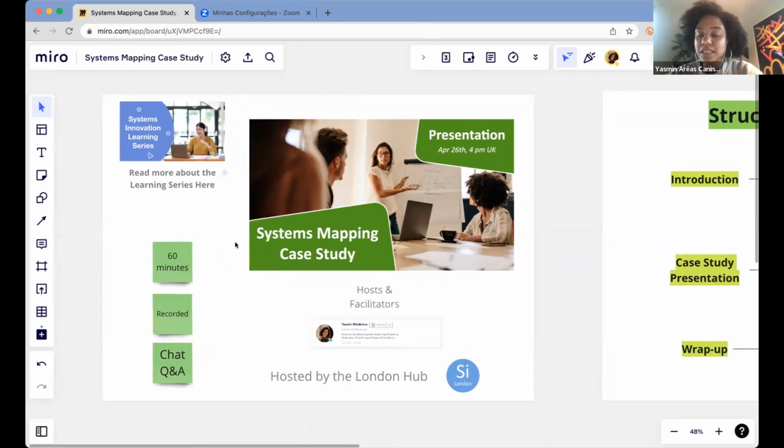This is going to be a 60-minute session. This is being recorded, and we're going to have moments for Q&A throughout the session. But of course, you're more than welcome to use the chat as well to address any questions or to comment on anything that you'd like. Okay, I'm going to keep an eye on that.